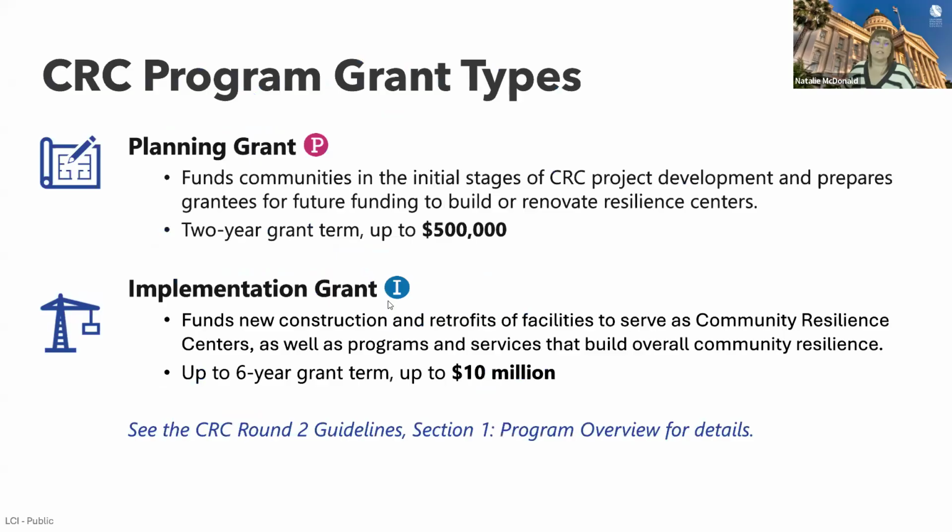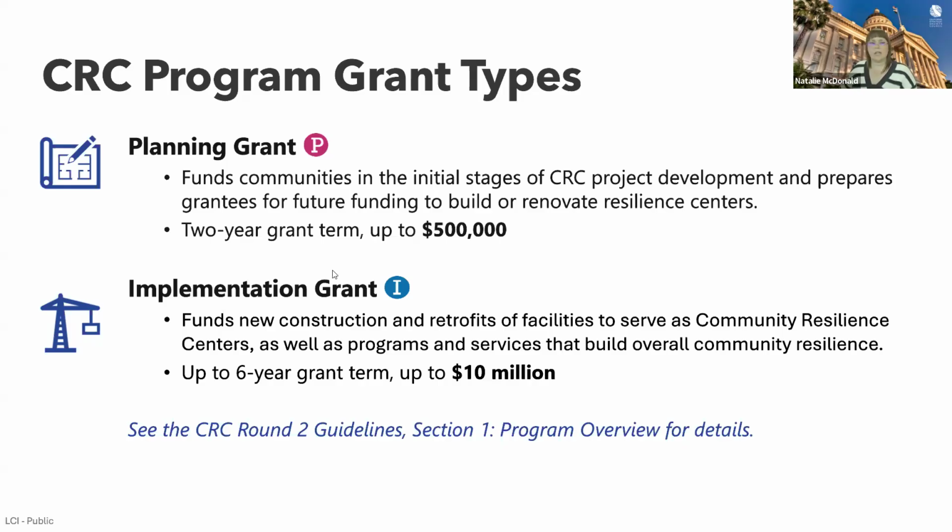Now let's take a look at the different grant types under the CRC program, which includes 2 grant types, planning grants and implementation grants. This is a change from Round 1, which also included the project development grant. In Round 2, the program has consolidated into 2 grant types by extending the grant term and including a funded pre-development phase within the implementation grant.